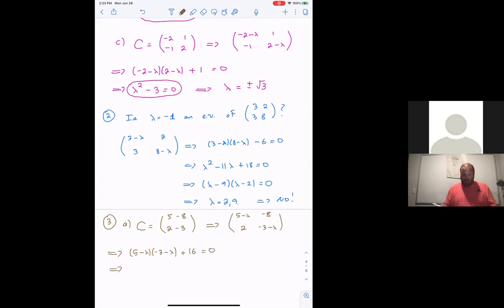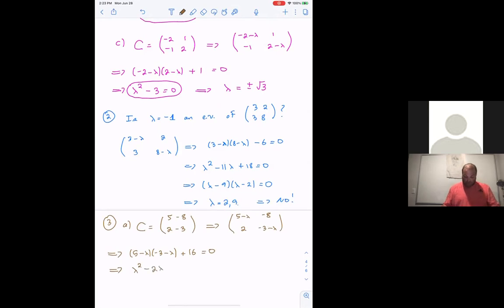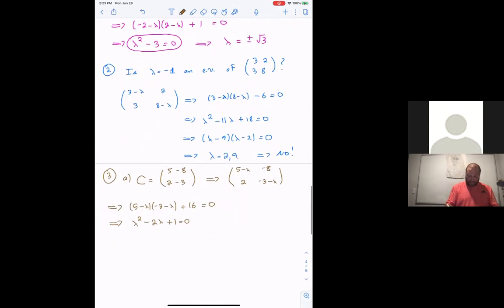Next is to put it in the right form, which is lambda squared plus 3 lambda minus 5 lambda is minus 2 lambda, minus 15 plus 16 is plus 1 is equal to 0. Then it's to factor, and in this case, it's a perfect square. Lambda minus 1 squared is equal to 0. So in this case, we get only one eigenvalue, not 2.